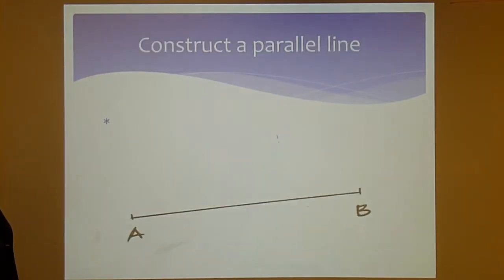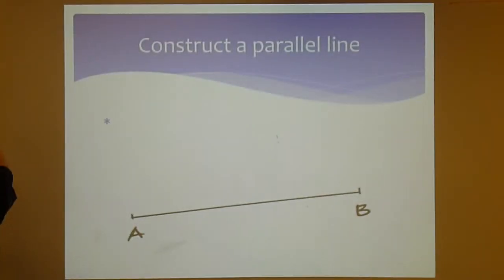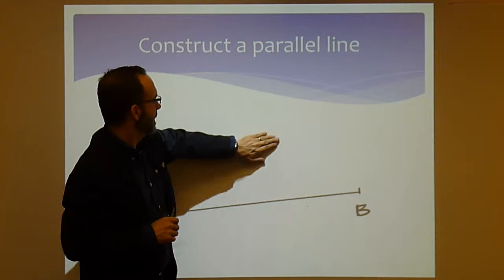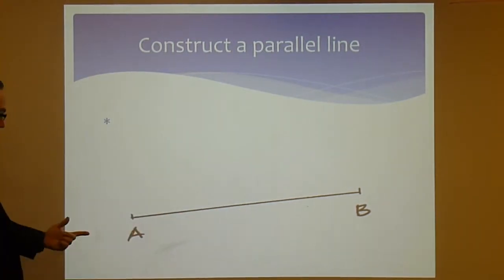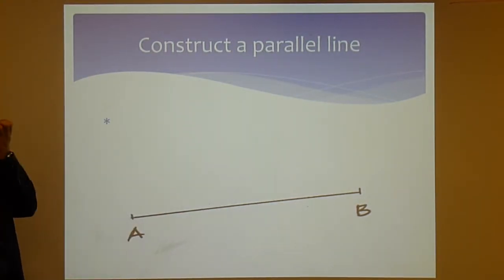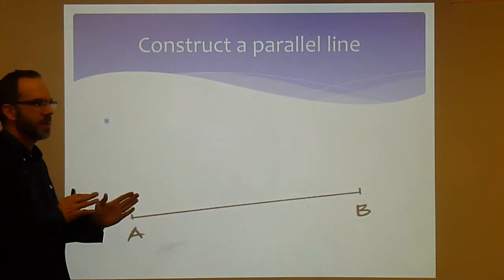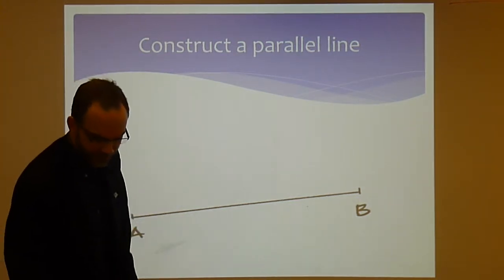All right, next one. Construct a pair. Ooh. I forgot this one was in here. All right, so I have a line AB. I want to construct a line parallel to AB. Notice I didn't just say draw. I have to construct it such that it must be parallel, given the properties that I give it.